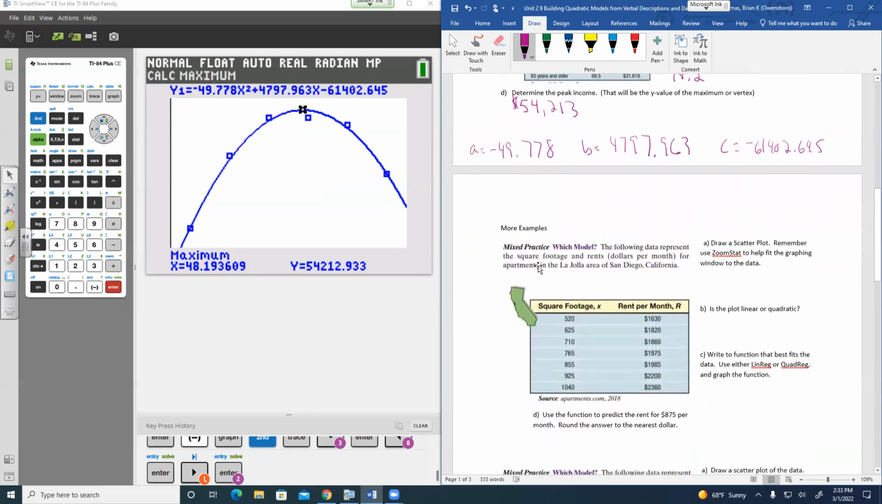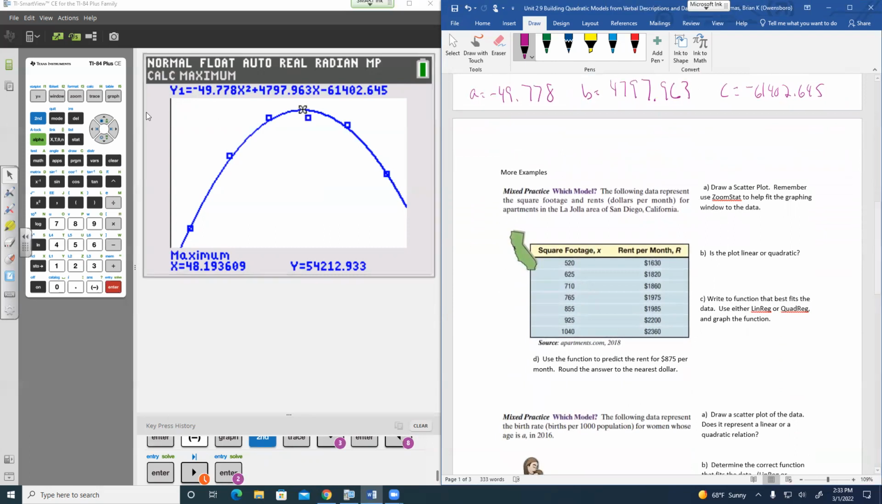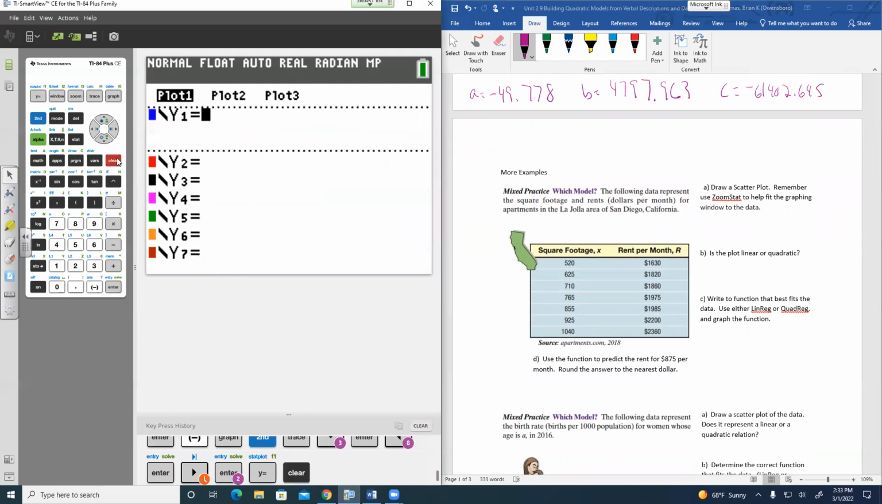So let's see if we can piece together another one of these examples here. I'm going to hit y equals and clear this off. The following data represents the square footage and rent in dollars per month for apartments in the La Jolla area of San Diego, California, back in 2018. Let's see if we can follow the directions here. It says draw a scatter plot, and remember, we can use zoom set to make the window fit the graph.